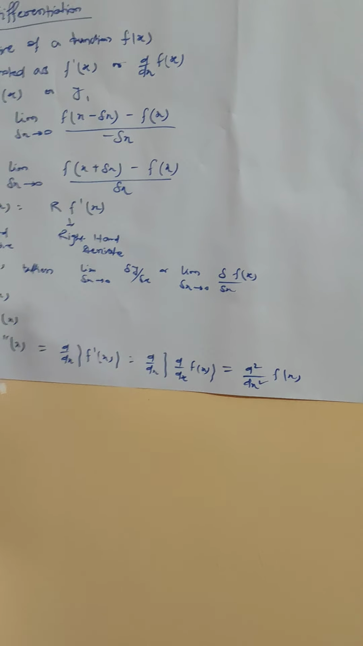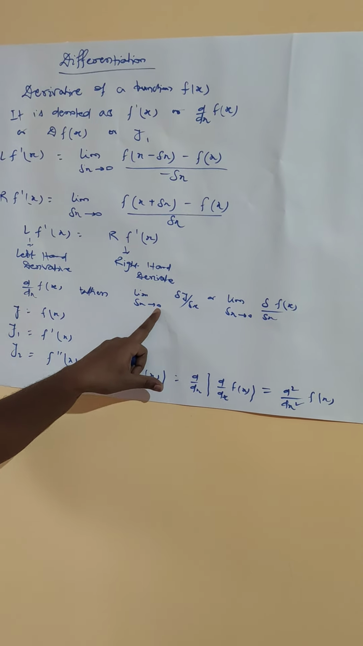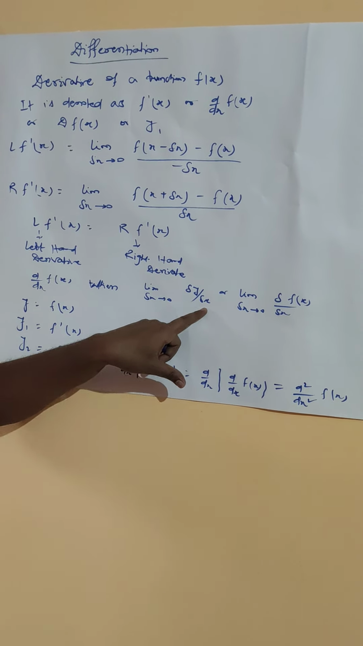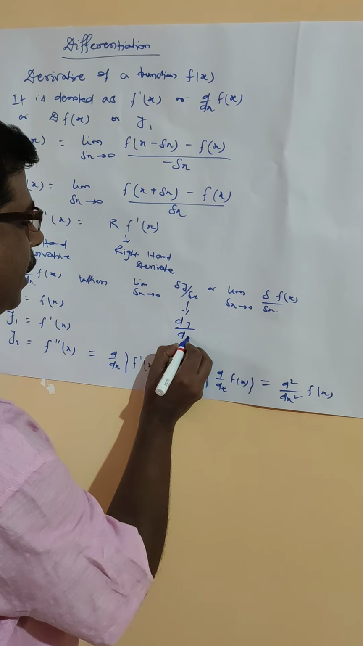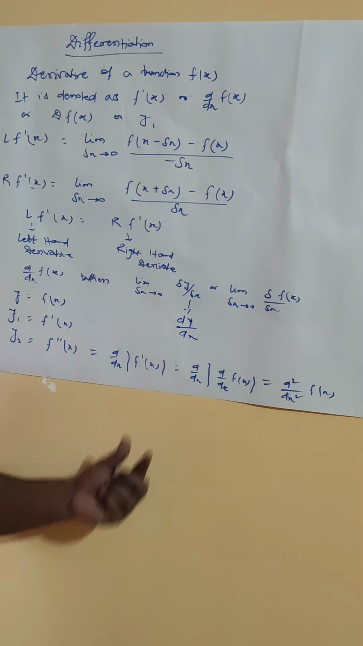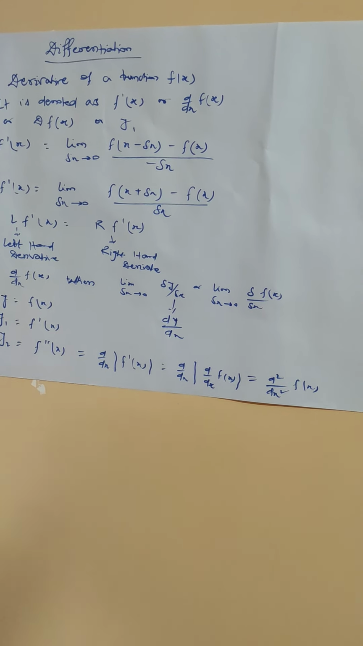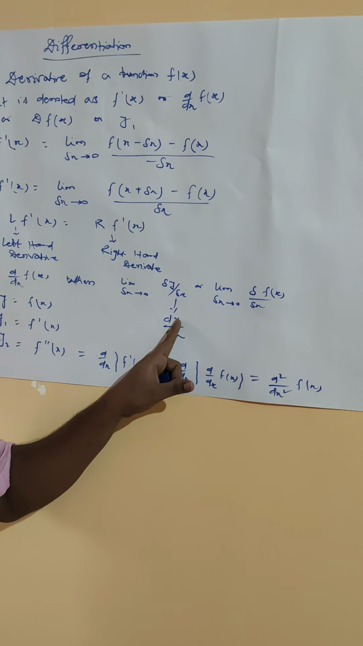Also its geometrical meaning: when limit delta x tends to 0, delta y by delta x is nothing but dy by dx. This is dy by dx, and it represents the slope of the curve. Its geometrical meaning is the slope of the curve y.